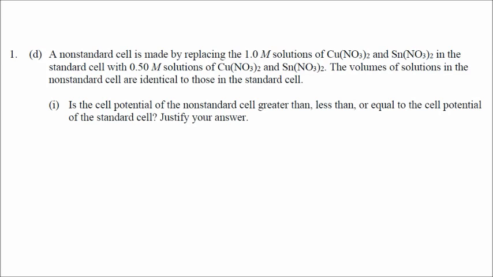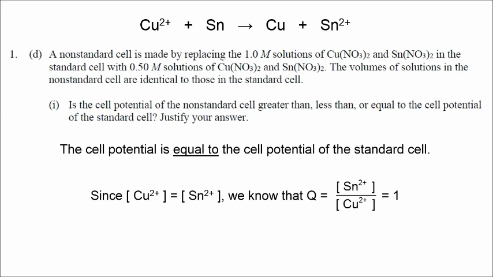A non-standard cell is made by replacing the 1 molar solutions of copper nitrate and tin nitrate with 0.5 molar solutions of these same compounds. So is the cell potential less than, greater than, or equal to? Well, the answer is that the cell potential is equal to that of the standard cell because the concentration of copper and tin has changed, but the ratio of tin divided by copper, Q, is still equal to 1. So the cell potential is the same as in the standard cell.